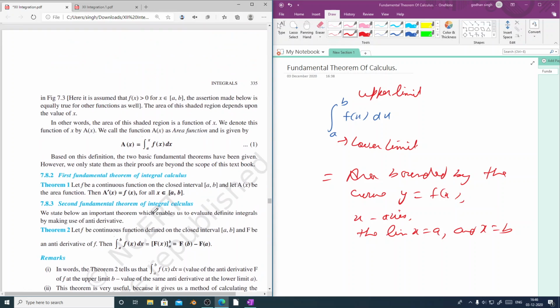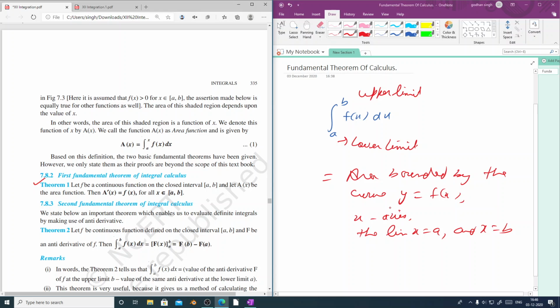So we have here the fundamental theorem of integral. The first one is: let f be a continuous function on the closed interval [a, b] and let A(x) be the area function. Then if we differentiate that area function, we get the function f(x) for all x belonging to the closed interval [a, b]. The second one is very simple. Let f be a continuous function defined on the closed interval [a, b] and let F be the antiderivative of f. That means on integrating f(x) dx, we get the answer capital F(x), and the limit is from a to b. Then the value of this will be F(b) minus F(a).